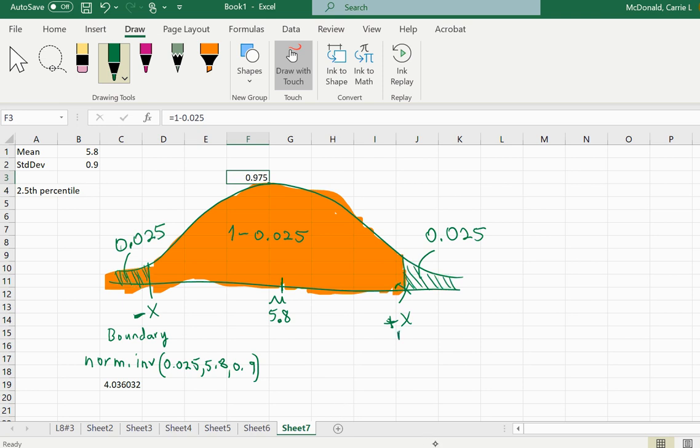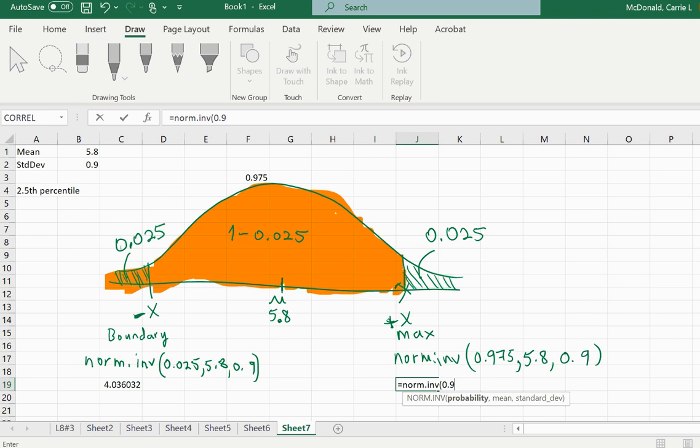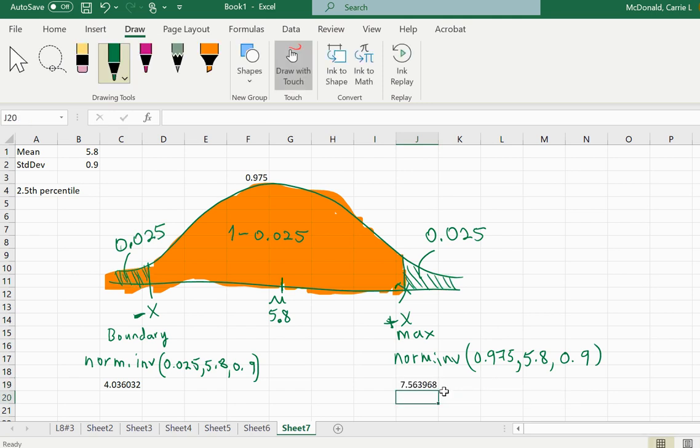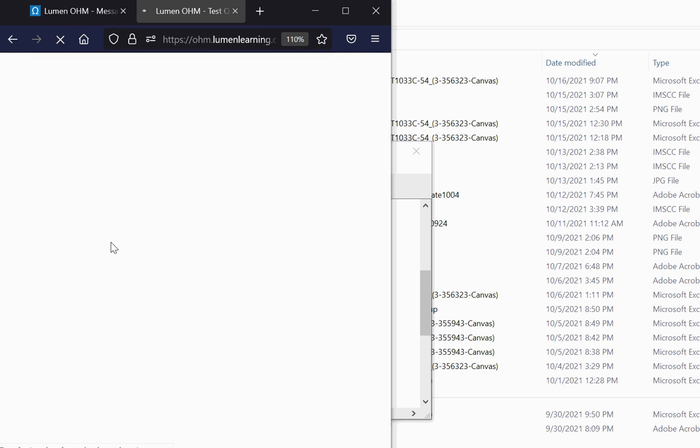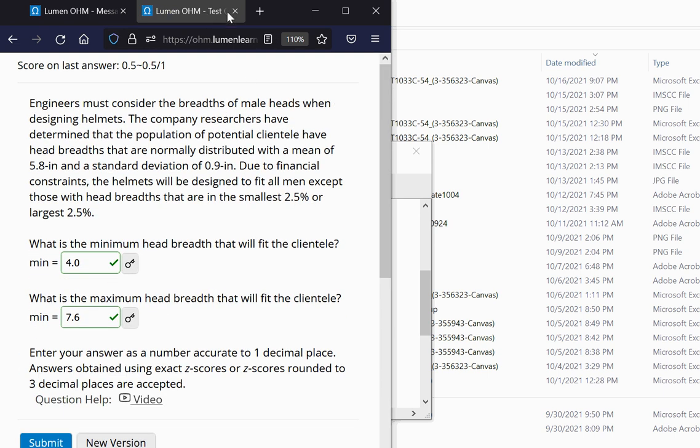So to find my answer here, the maximum will be norm.inverse 0.975, mean of 5.8, standard deviation of 0.9. So, 7.56 inches. I'm going to round this to 1 decimal place. The 6 to the right of the 5 tells us to round up. 7.6 inches. Okay.